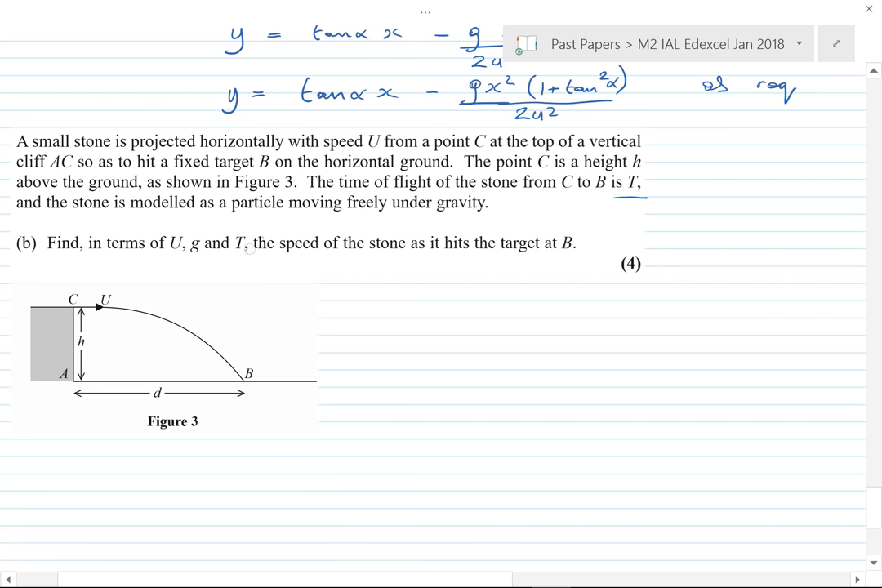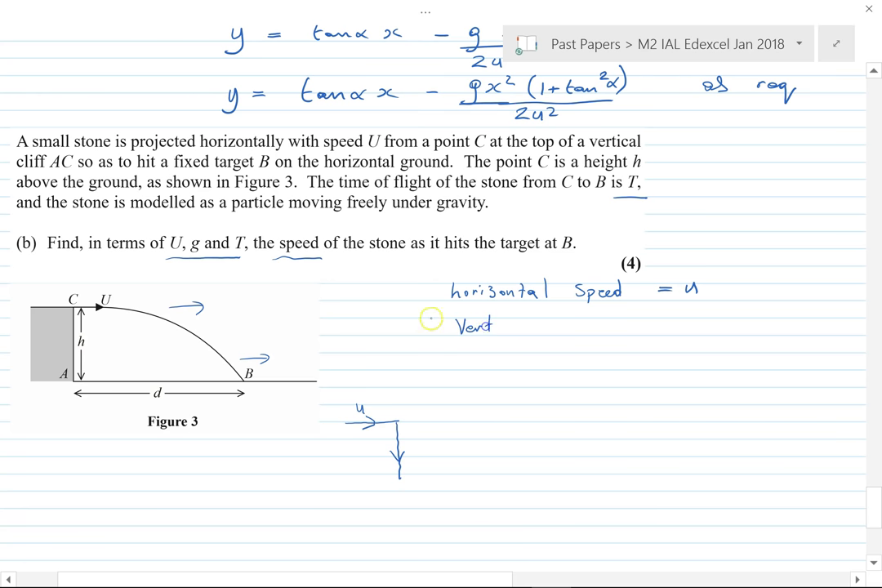Okay, as required. So that's standard book work. So in part B, now we're into the diagram it's given us, basically something being thrown horizontally and landing vertically below, and it wants the speed of the stone as it hits the ground in terms of U, G and T. Well, let's look at the components. We can use energy, but I decided against it. Horizontal speed is constant, and that equals U, because it's always going to have a horizontal speed U all the way along. But we need to work out the vertical speed it has.